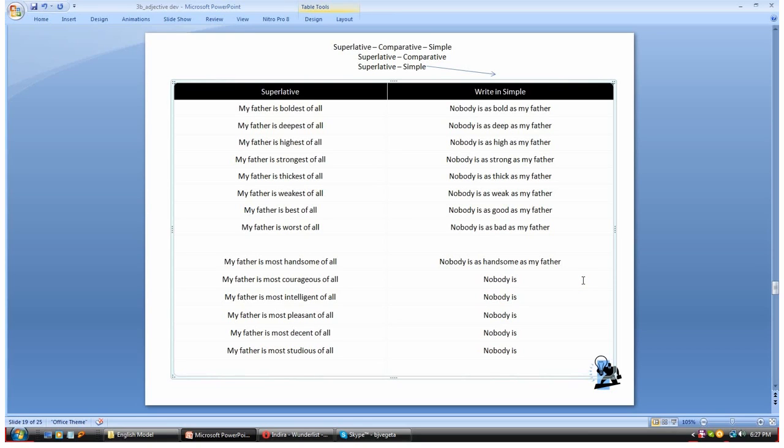My father is most courageous of all. Nobody is as courageous as my father. My father is most intelligent of all. Nobody is as intelligent as my father.